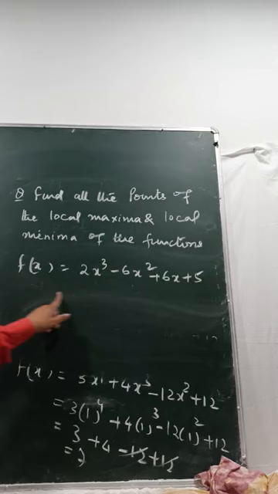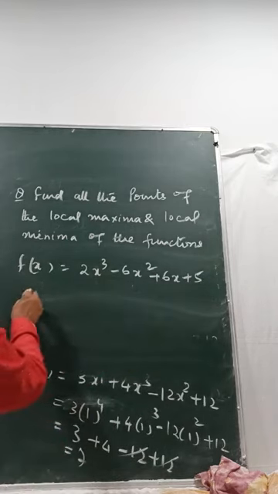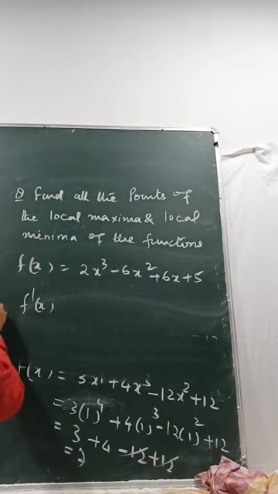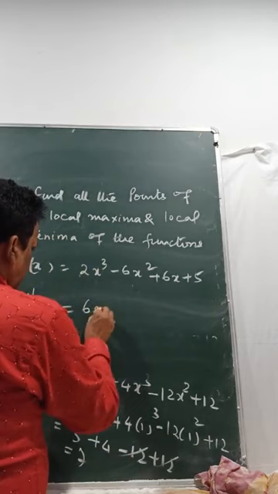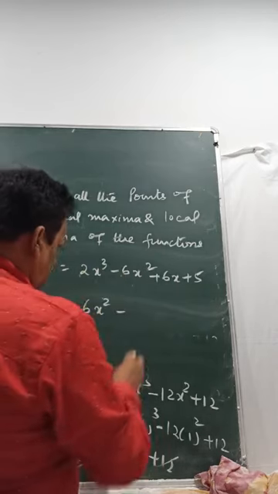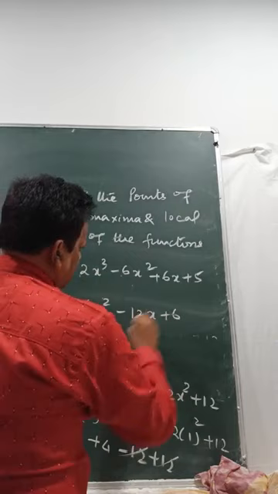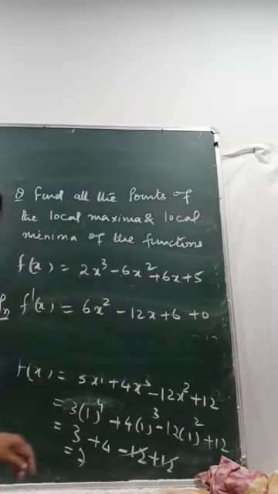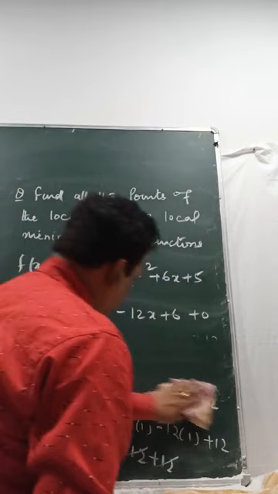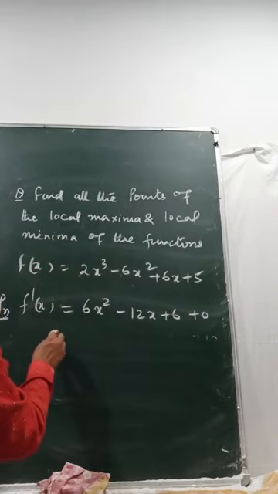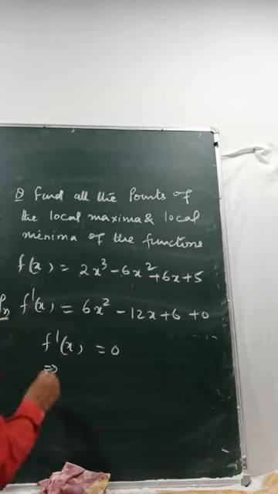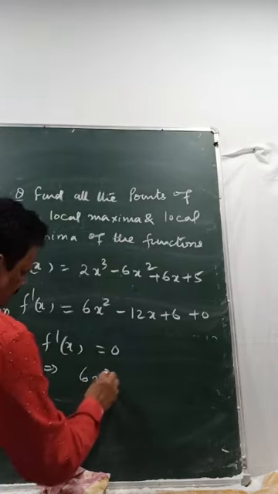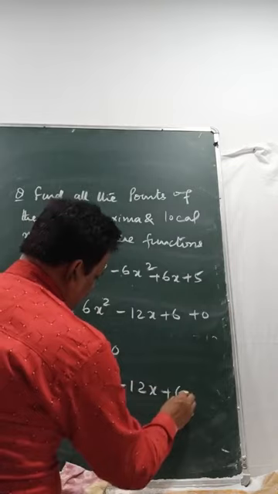Okay, the method will be the same. What do I have to do? Find f dash x. So 3 into 2 is 6x square, minus 12x plus 6 plus 0. Okay, then I have to make it equal to 0. F dash x equals to 0 implies 6x square minus 12x plus 6 equals to 0.